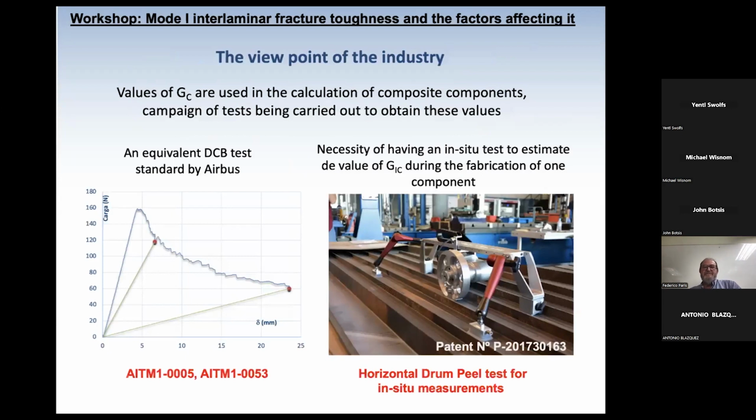Now, to conclude my presentation, I also always try to put something associated with the industry to make our meeting open to them. In fact, they participated actively as panelists in the previous session we had. And now I have to say that values of GC are used widely in the aeronautical companies, and there are big campaigns of tests to obtain these values. To represent the necessities they have, first, the interest, they have an equivalent DCB test standard, in this case by Airbus, and you have the references down. It's similar to the ASTM, but in this case, an area represented by the triangle in between the two red points is considered.